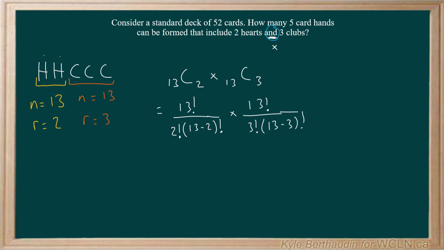Now the denominators there simplify a little bit, but if you go ahead and punch through the numbers here, probably using a scientific calculator or Desmos, you do end up with a total number of hands that's equal to 22,308. And that's how many 5-card hands can be formed.